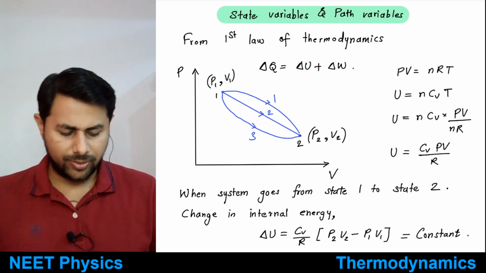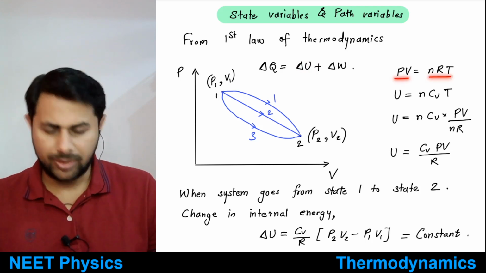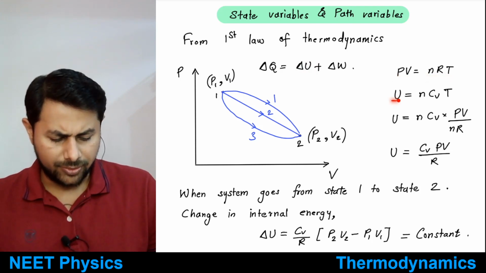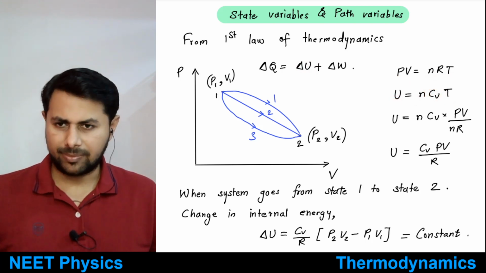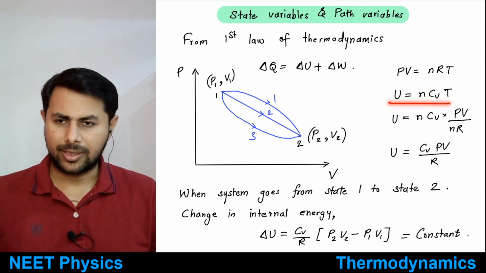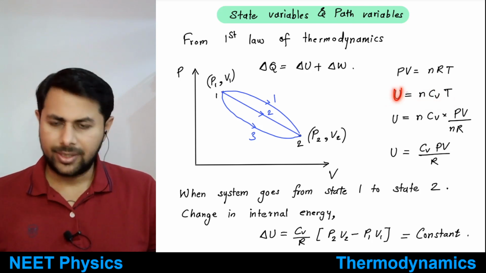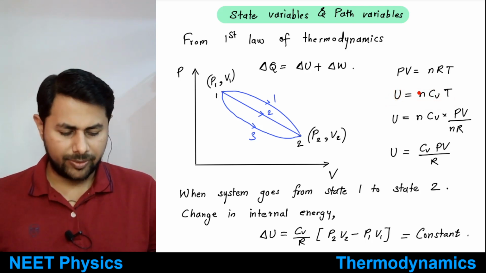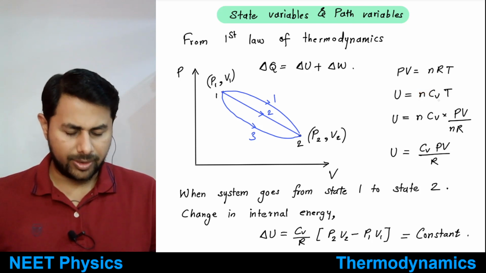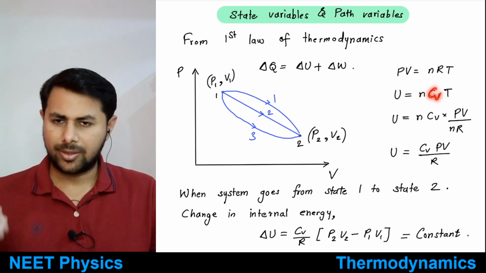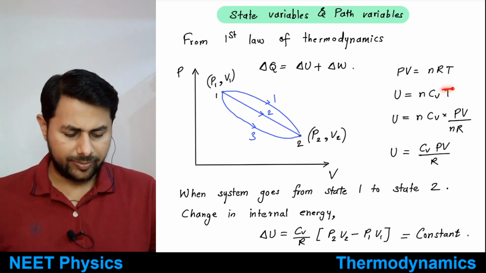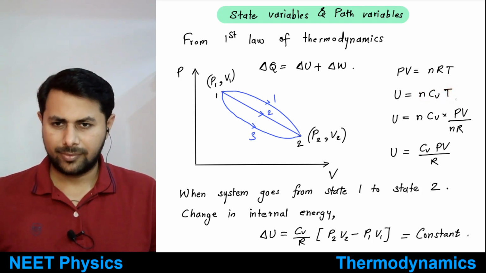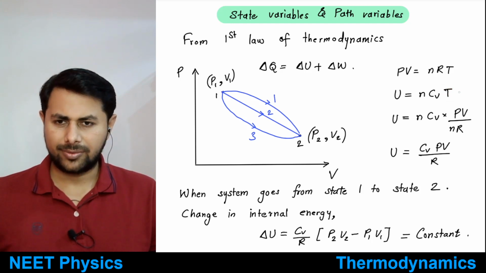We know that PV is equal to nRT, and U is equal to n times CV times T. We had seen this in the last chapter, kinetic theory of gases, that the internal energy of a system is equal to n, the number of moles, times CV, the specific heat capacity at constant volume, times temperature. Is this thing clear? Yes, no?